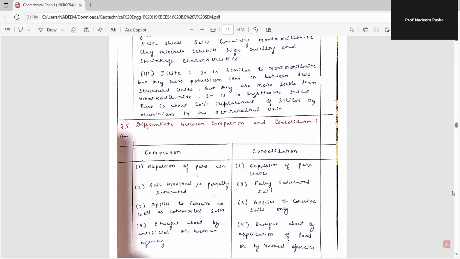Differentiate between compaction and consolidation. So, what is compaction? Expulsion of pore air. How are you defining compaction? Expulsion of pore air. Similarly, consolidation is expulsion of pore water. What we are trying to do is understand the difference between compaction and consolidation. Compaction is expulsion of pore air, whereas consolidation is expulsion of pore water.